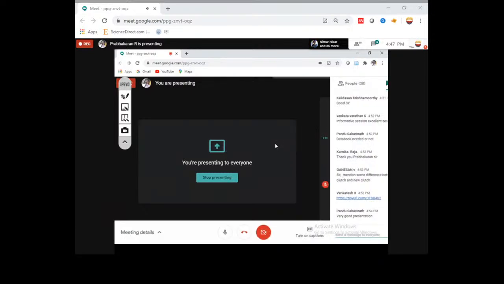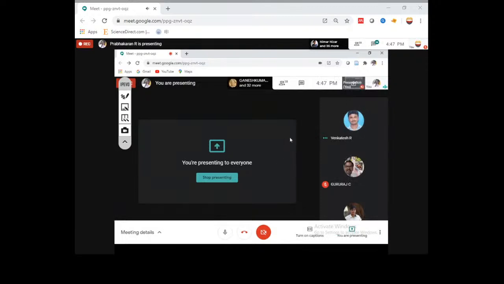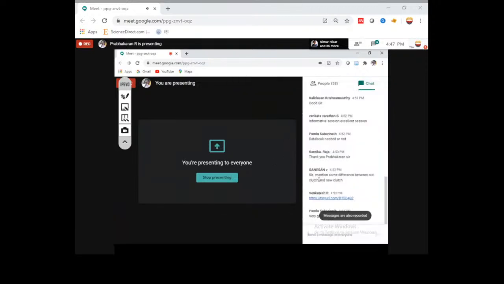GATE aspirants, don't lose your marks in the clutch part. Definitely, it will be very useful.